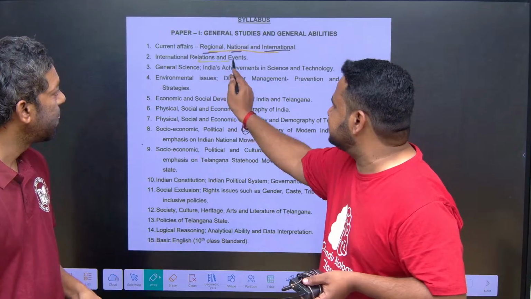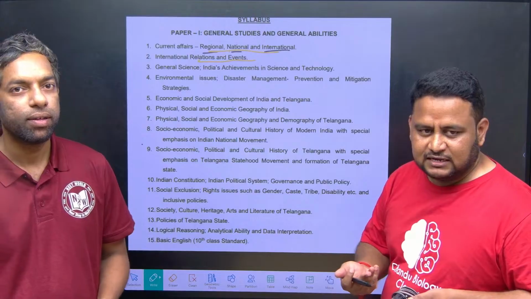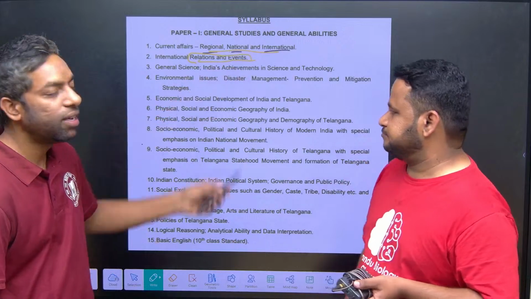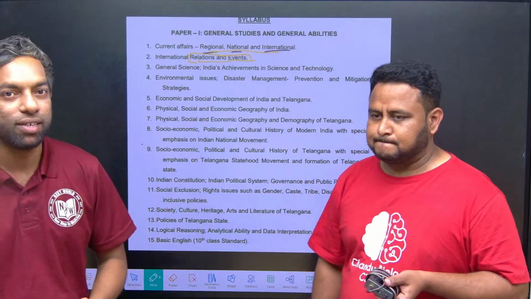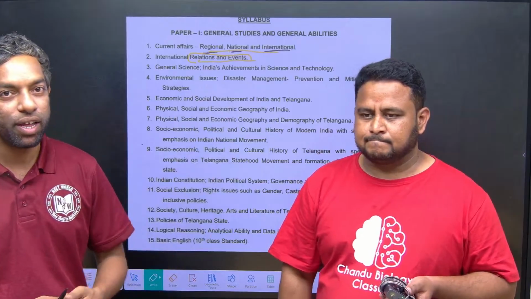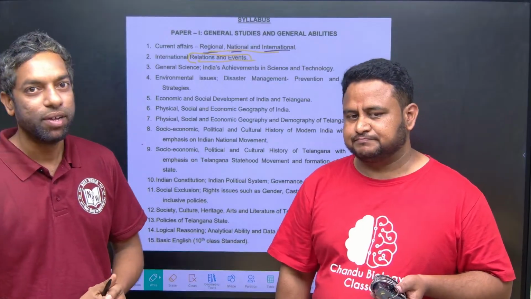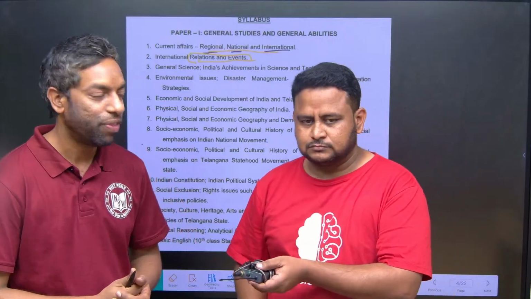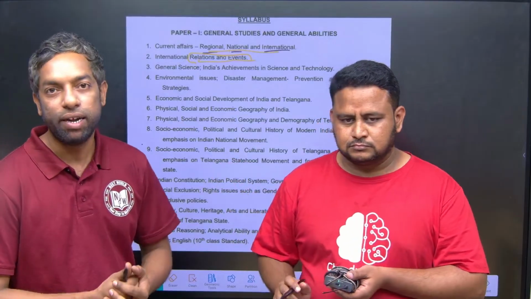Next is international relations and events. For example, the ongoing war, so the questions that can be asked are on relations and events. Events means meetings, summits, bilateral meetings and trilateral meetings, and prime ministers visiting countries. Relations means relations between two countries. There are agreements they can ask you, and the objective of the agreements they can ask you. We are going to give you detailed information about it.